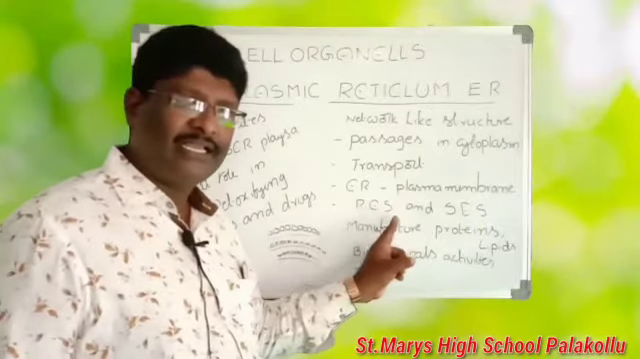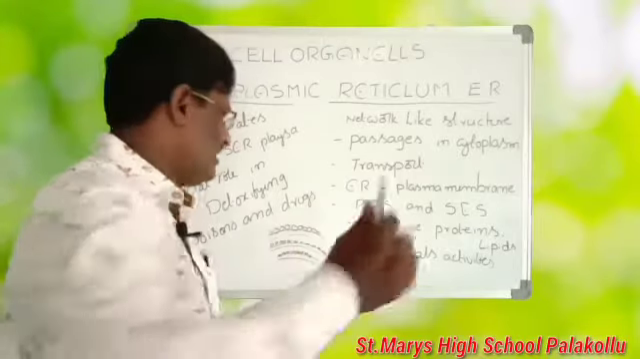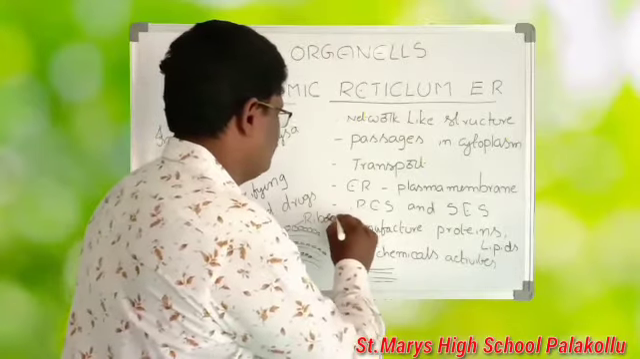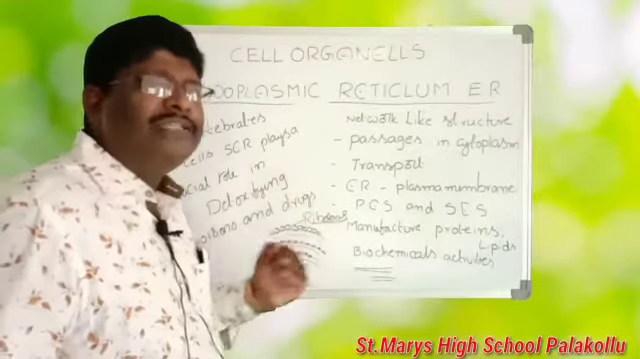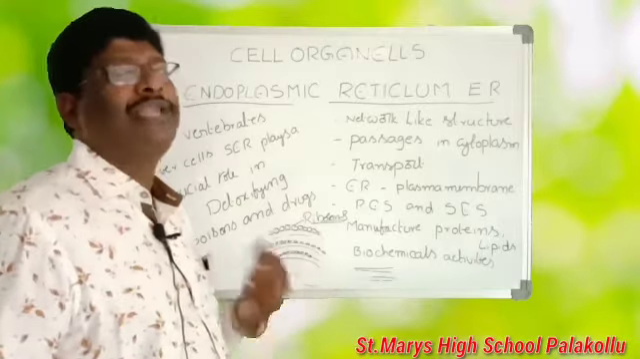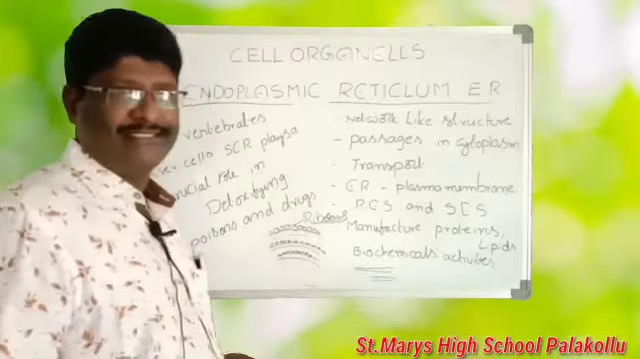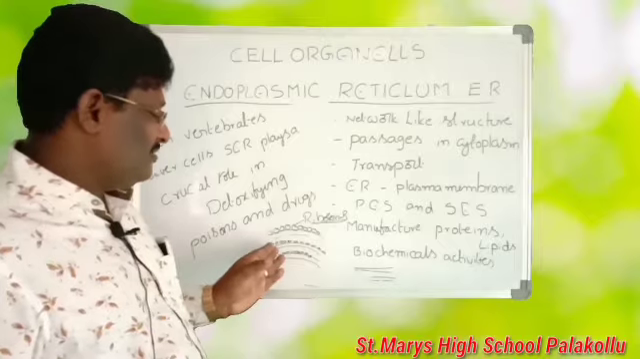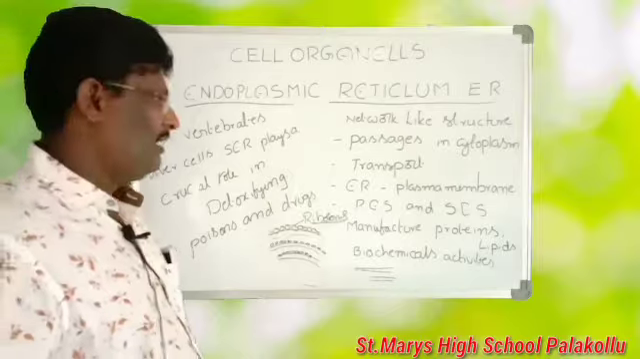Rough endoplasmic reticulum has granule-like structures. They are called ribosomes. What is that? Ribosomes. So what is the use of these ribosomes? These ribosomes synthesize proteins. What is the use of the smooth endoplasmic reticulum? It prepares lipids.